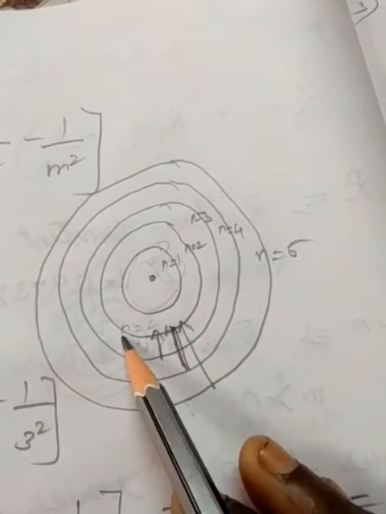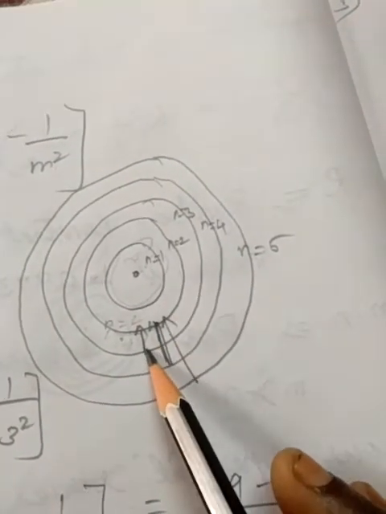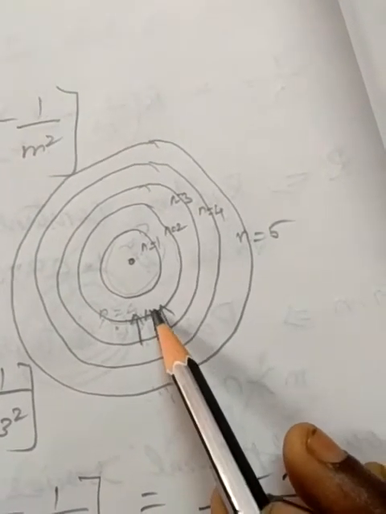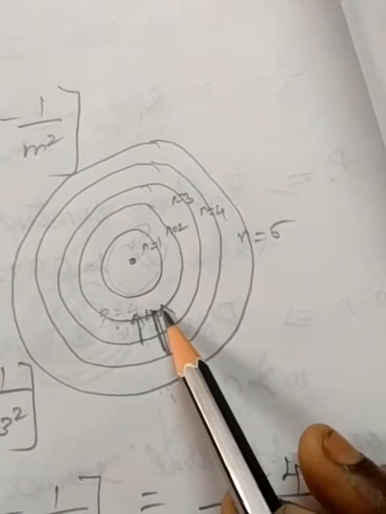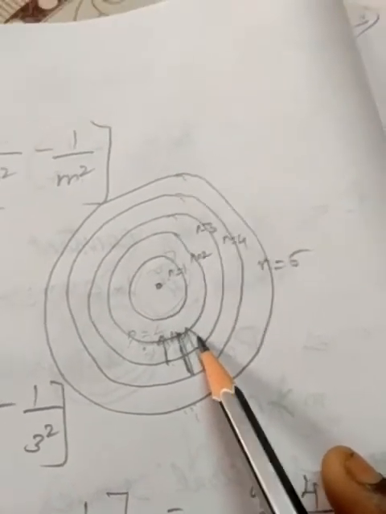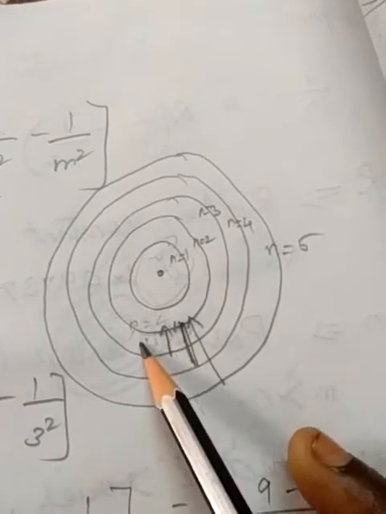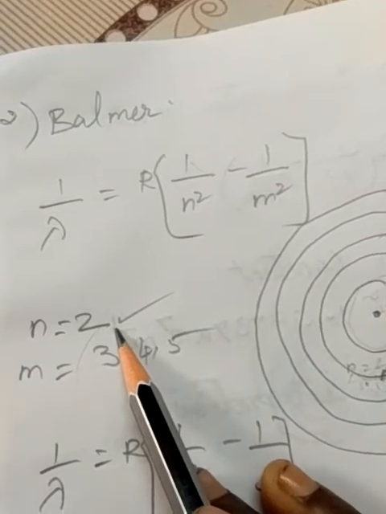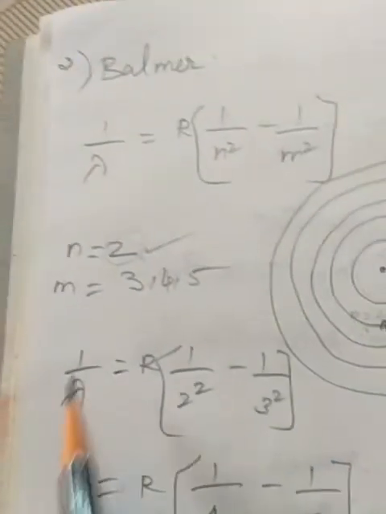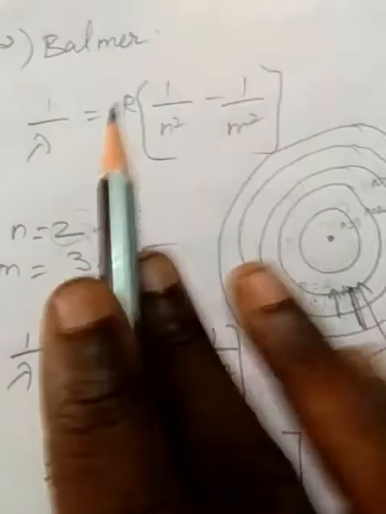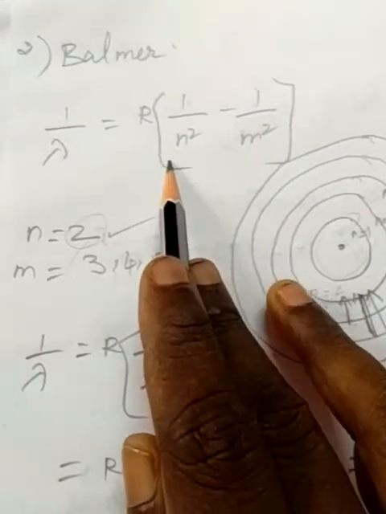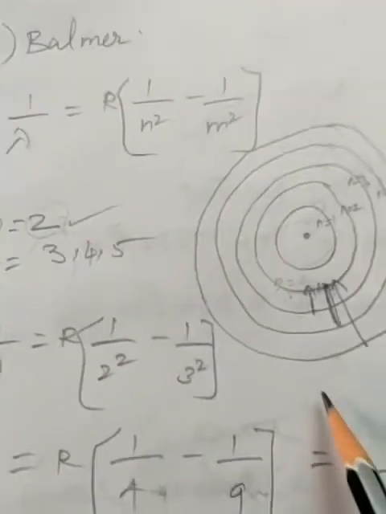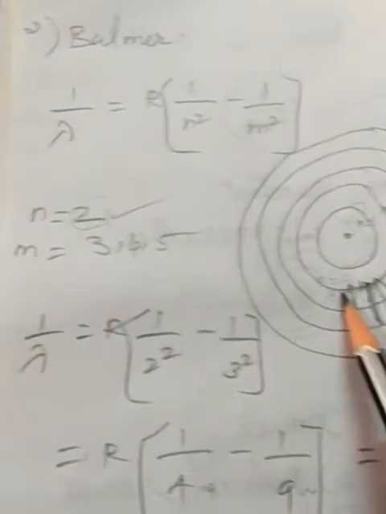This is the second shell. The third shell electron moves to the second shell, the fourth shell electron moves to the second shell. This is the Balmer series. So we take n equal to 2, and all the electrons move to the second shell. Here m is always greater than n, so we take 3, 4, 5. Only the electrons from these shells move to shell 2.